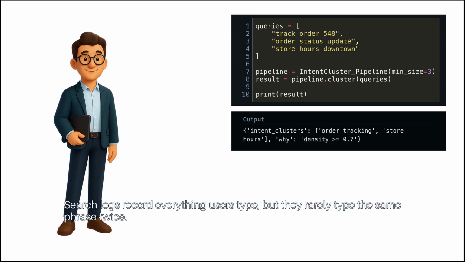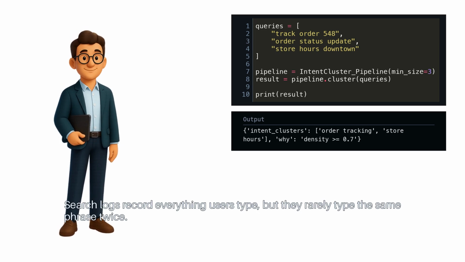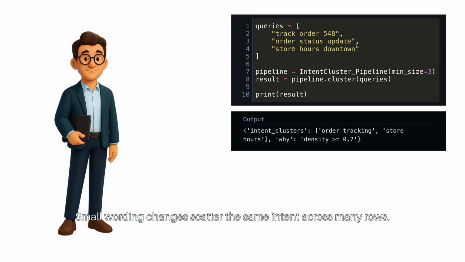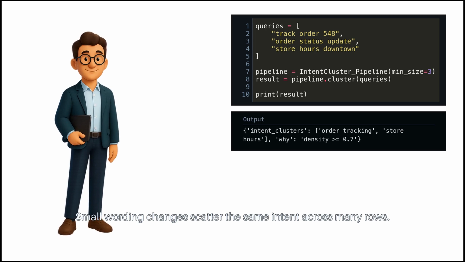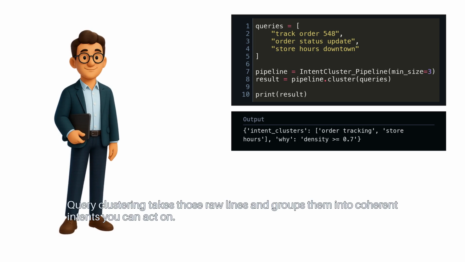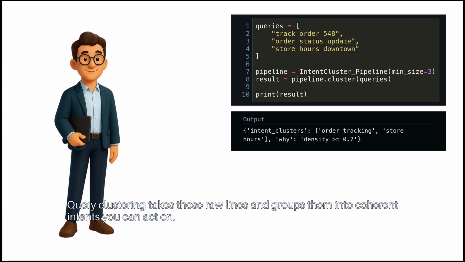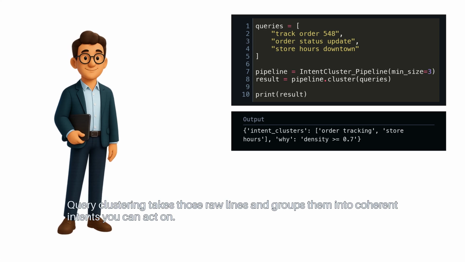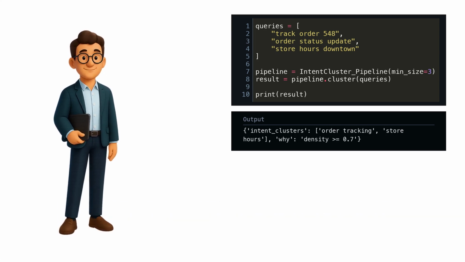Search logs record everything users type, but they rarely type the same phrase twice. Small wording changes scatter the same intent across many rows. That makes it hard to prioritize fixes, detect popular issues, or measure demand. Query clustering takes those raw lines and groups them into coherent intents you can act on.